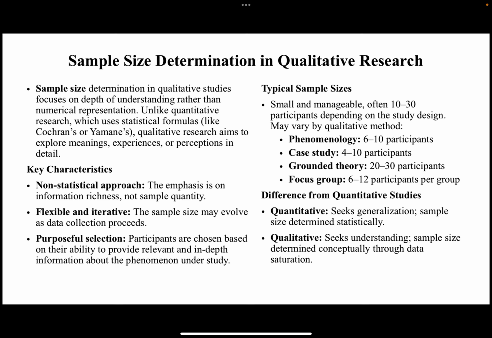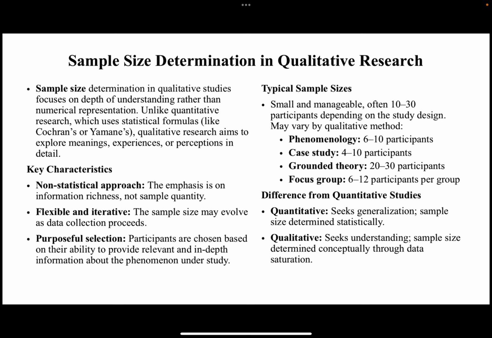Now let's move on to sample size in qualitative research. The two formulas we discussed, the Cochrane formula and Yamane's formula, are commonly used in quantitative studies. Now, unlike quantitative studies, qualitative research does not use formulas. Why? The reason is because qualitative research focuses on depth of understanding, not on numbers.